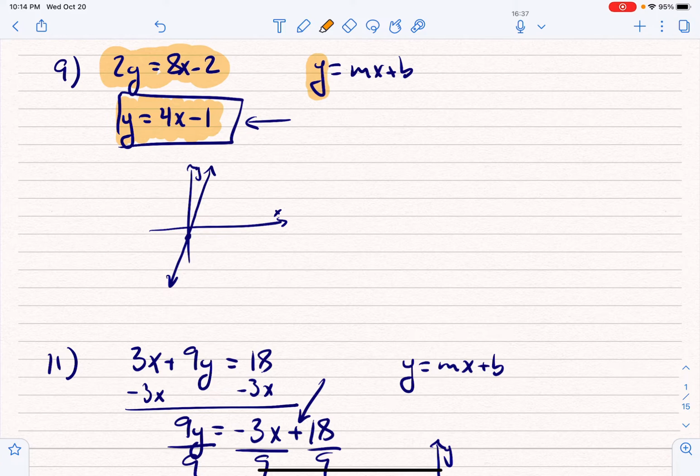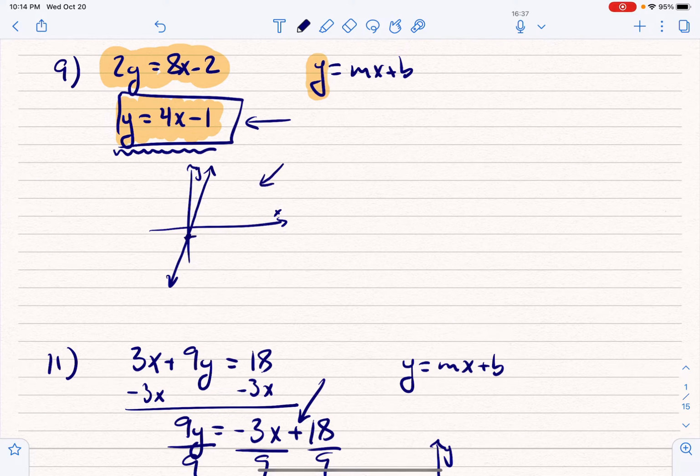And so for this one, all I had to do was divide everything by 2. 2y divided by 2 is y, 8x divided by 2 is 4x, and -2 divided by 2 is -1. And so then I got this equation right here, y equals 4x minus 1. And this is my real quick graph drawn, okay?